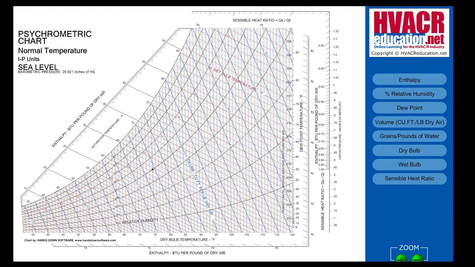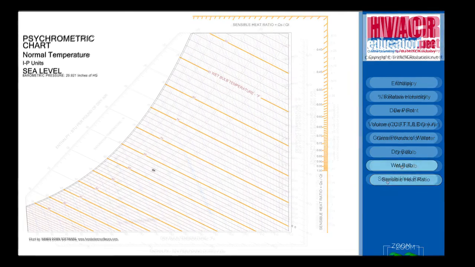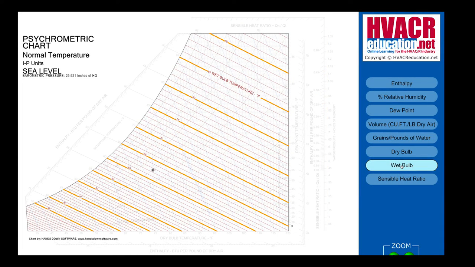So I'm just going to cursor over here. Here's the sensible heat ratio, and I'm not even going to go there. You can wait until you get into 121, and it's well explained there. So there's the sensible heat ratio. Then there's the wet bulb temperature. Just a quickie, wet bulb temperature is when air is totally saturated with water.